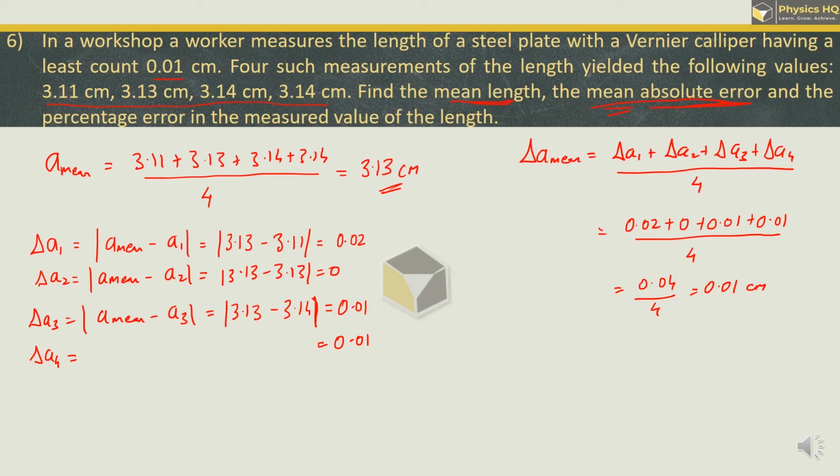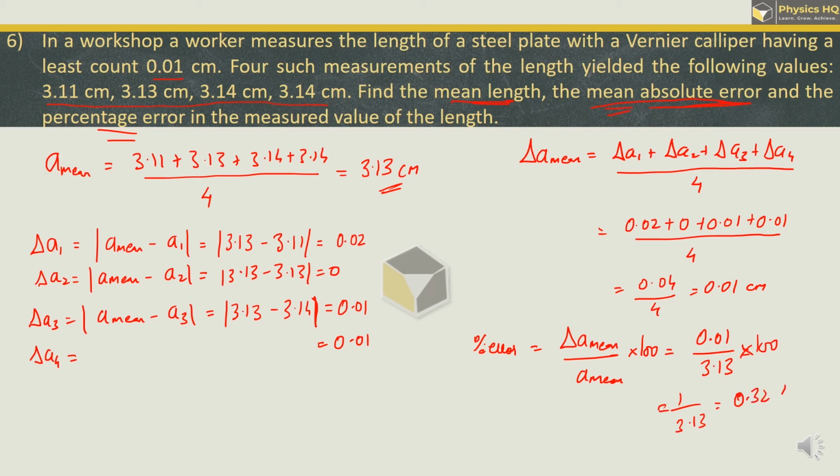Now lastly, we are supposed to find the percentage error. Percentage error is given by the relative error, and the relative error is ΔA mean by A mean, into 100 to give the answer in percentage. So we have ΔA mean as 0.01 divided by A mean as 3.13, into 100. We will get 0.32%. You can do it by log also, or by looking at the reciprocal table from the logbook. So let us go ahead with the next sum.